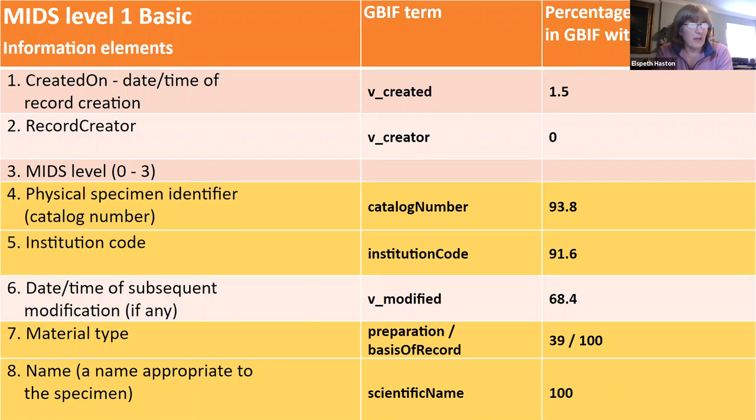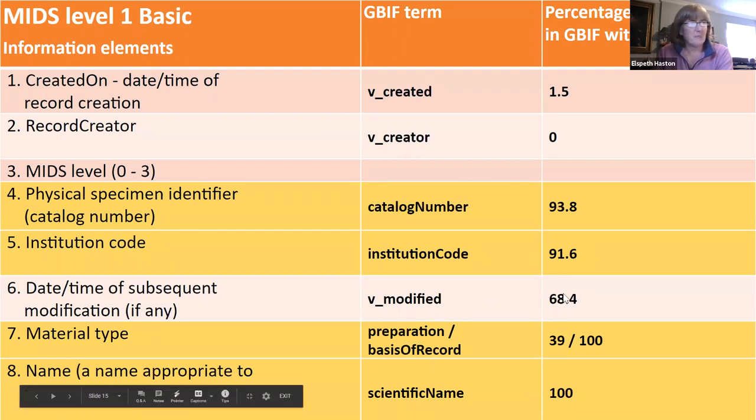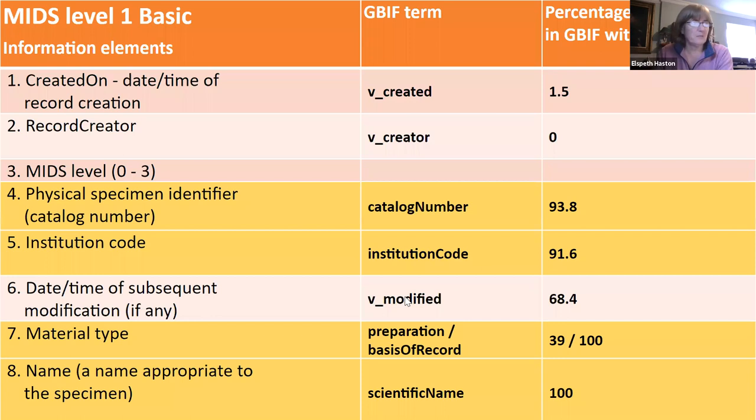The name, the scientific name, is 100%. I've gone for scientific name as opposed to verbatim scientific name. So some of these have been allocated by GBIF as well. So that's something to take into account, particularly when looking at the difference between verbatim and interpreted. But it gives you a feel for what level one is looking like, and it also lets you see where some of the specimens are not achieving MIDS level one. So you can potentially modify it. That's where a lot of them fall down.